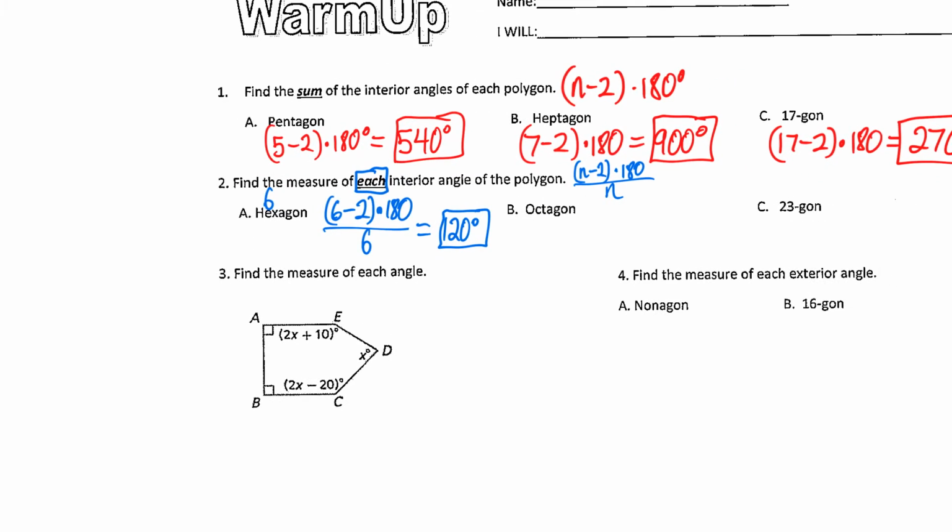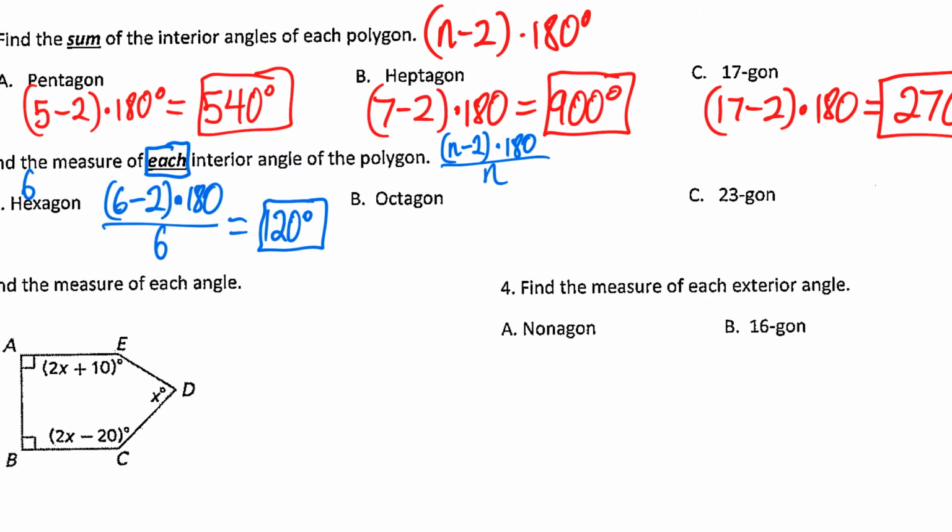Okay, for an octagon, we have 8 minus 2 times 180 divided by 8. How big is each angle in an octagon? 135 degrees.